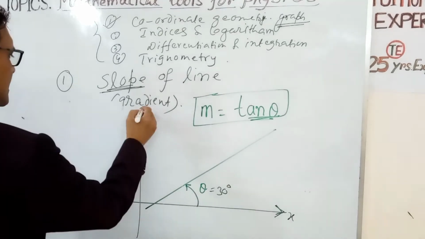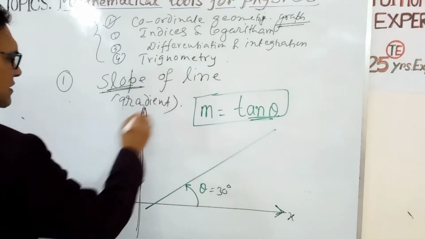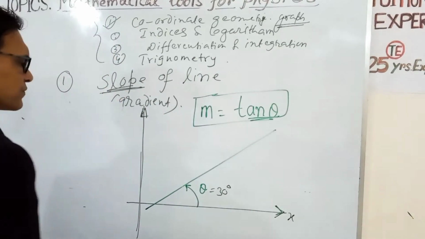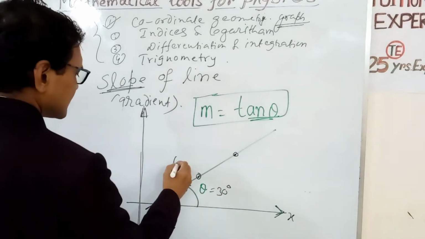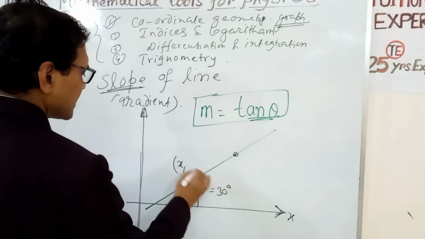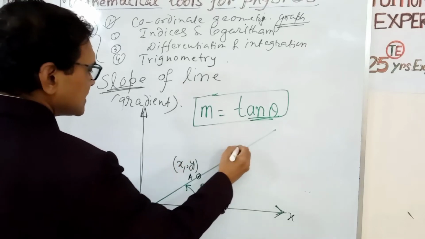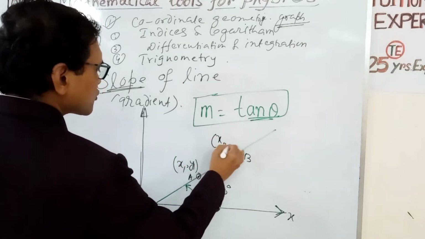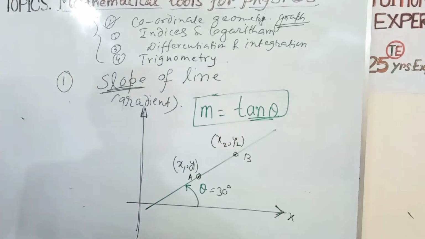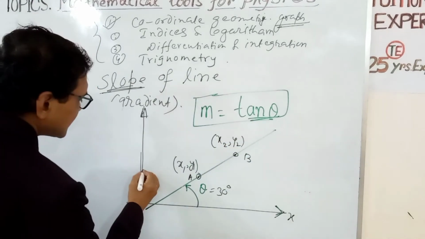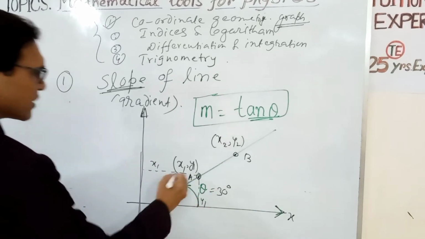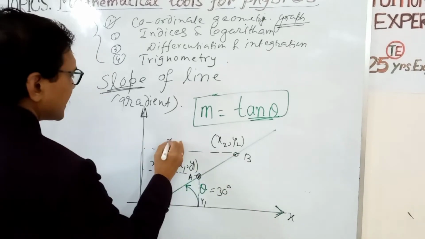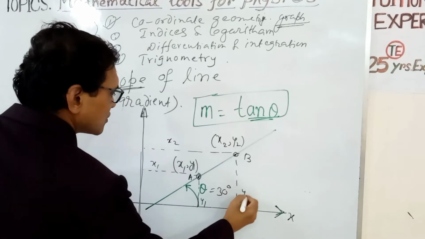Now suppose this is the x-axis and this is the y-axis. Take two points on the line. Suppose this is a point A whose coordinates are x1, y1, and this is another point B whose coordinates are x2, y2. This is x1 and this is y1, and this is x2 and this is y2.